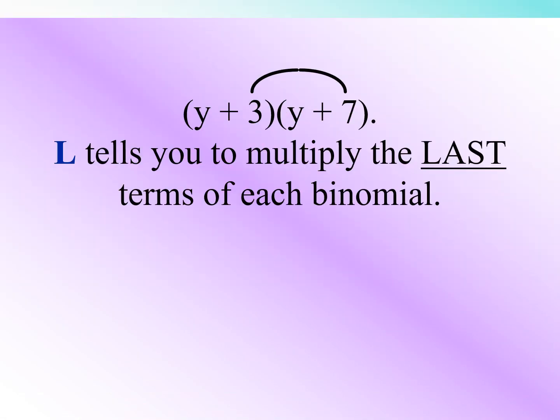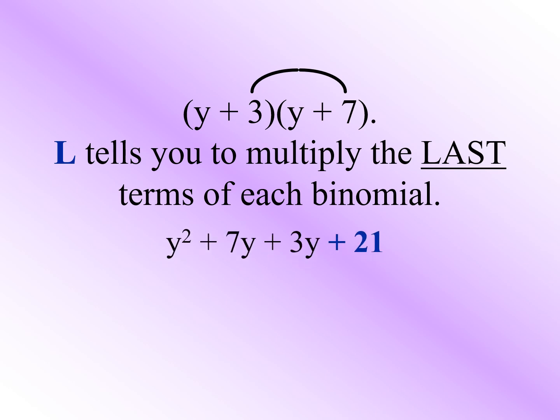And L tells us to multiply the last terms of each binomial. So we have 3 and 7. If we multiply 3 and 7, that will give us 21. So now we have y squared plus 7y plus 3y plus 21, with y squared being the product of the first terms, 7y being the product of the outer terms, 3y the product of the inner terms, and of course 21 the product of the last terms.